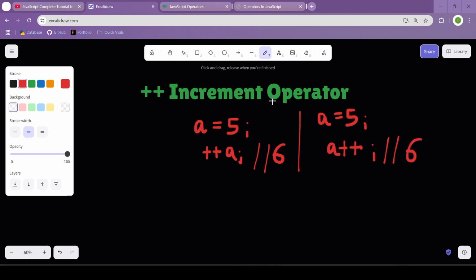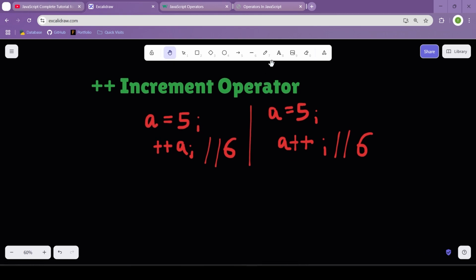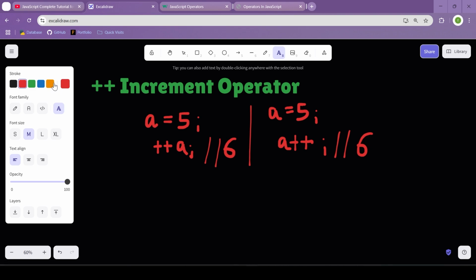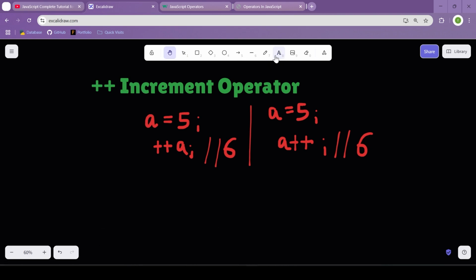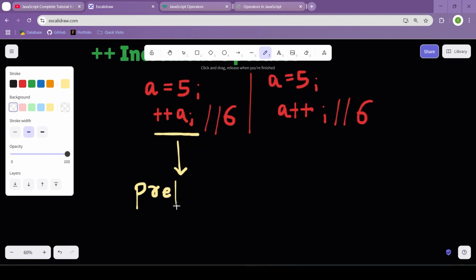So here on the left hand side, I have used plus plus A, and on the right hand side, I have used A plus plus. So why did I do this? Simply, this thing is known as your prefix, and this thing is known as your postfix.